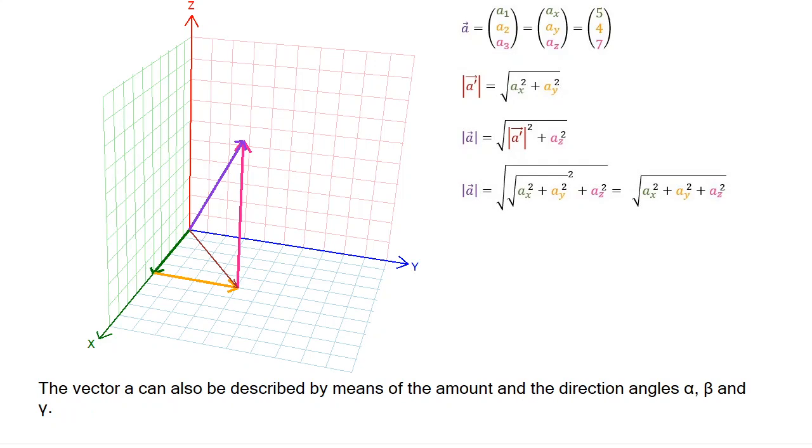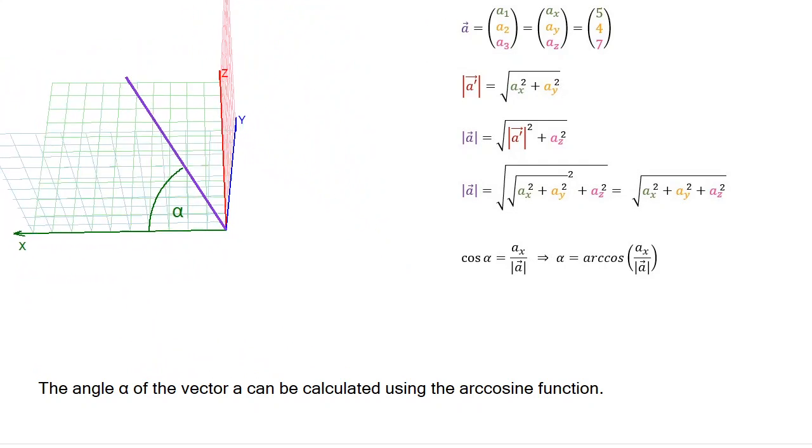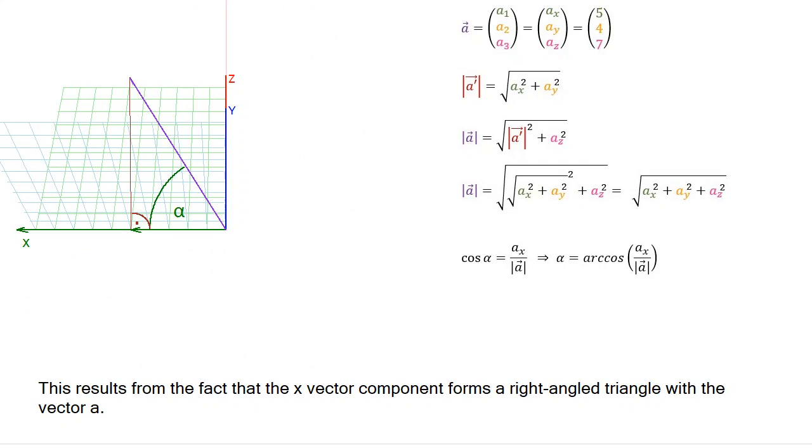The vector A can also be described by means of the amount and the direction angles alpha, beta and gamma. The angle alpha of the vector A is between the x-axis and the vector A. The angle alpha of the vector A can be calculated using the cosine function. This results from the fact that the x-vector component forms a right-angled triangle with the vector A.